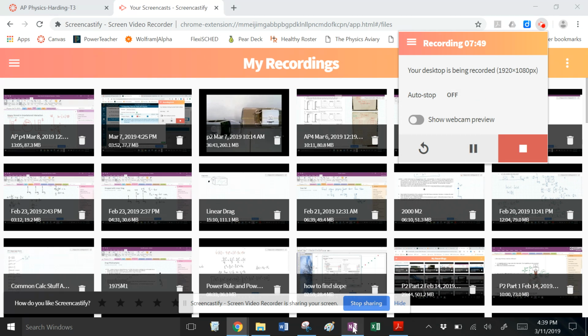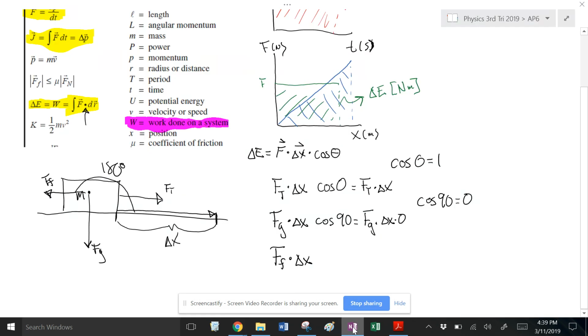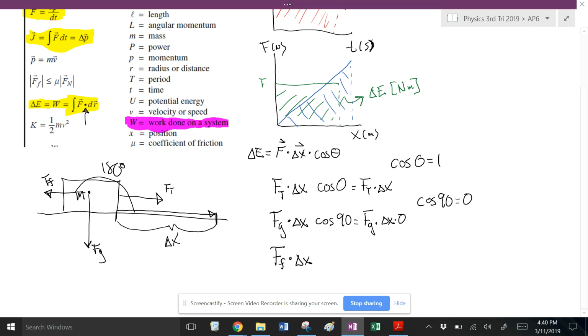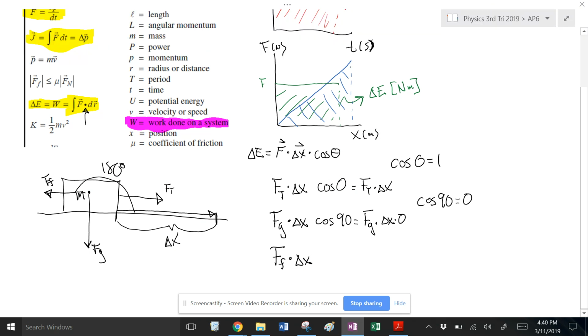All right, where was I? So I think I'm talking about frictional force here, and the angle between the frictional force and the delta x, right? I did say that, 180 degrees. So I go cos 180 degrees. Cos 180, anybody? Yep, -1.